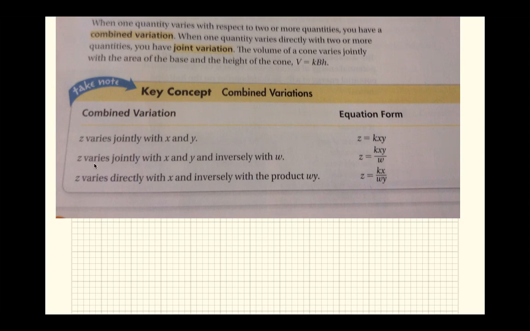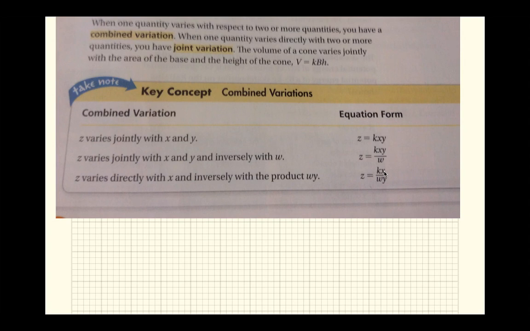There's also z varies jointly with x and y and inversely with w. So to say that it varies jointly with x and y, x and y are in the numerator. Inversely, when you see that word inverse, you should know that goes in the denominator. And then this says varies directly with x and inversely with the product of w and y. So inversely with the product, you know, is multiplication. So if it's inversely, it goes in the denominator. If it's directly, it goes in the numerator. And that's basically the sum of the lesson. If something varies directly, you should be putting that in the numerator. If it varies inversely, you should be putting your variables in the denominator.